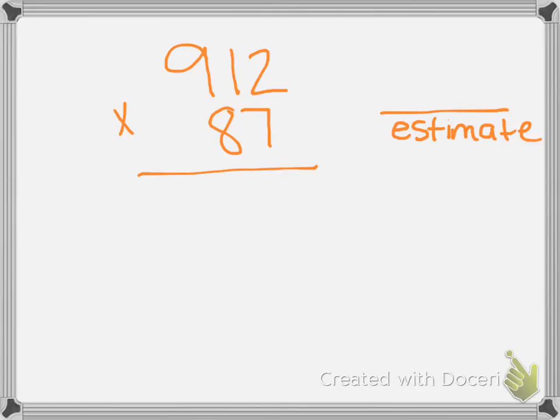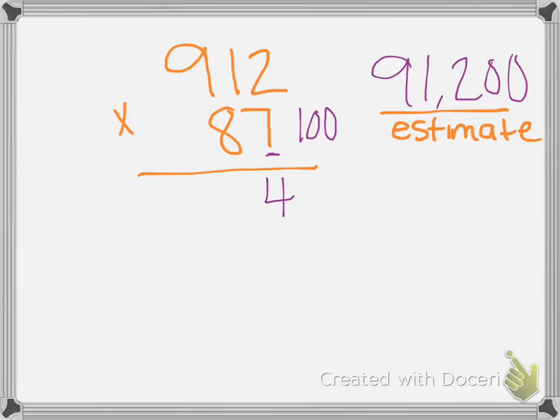Number 6 says estimate and then solve. If I were going to estimate, I would say 912 times 100. So my estimate is going to be about 91,200. Now to actually solve, we look at our ones place first. 7 times 2 is 14. Carry the 1. 7 times 1 is 7, plus 1 is 8. And 7 times 9 is 63.